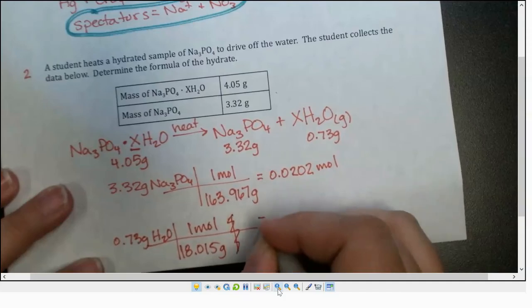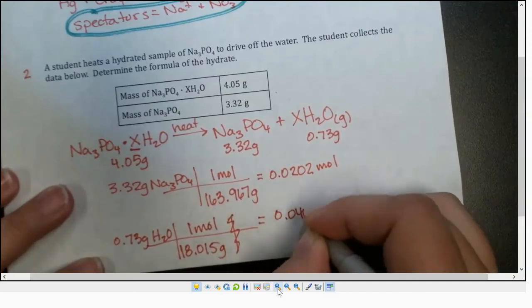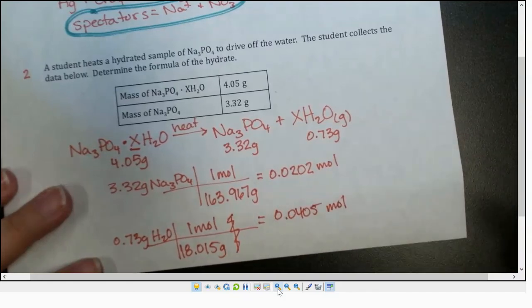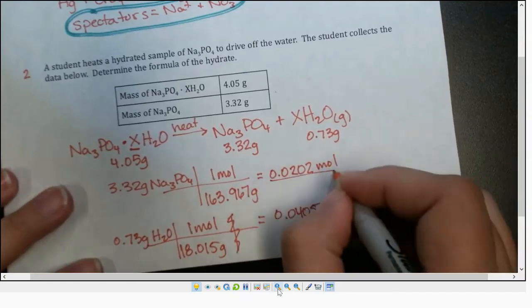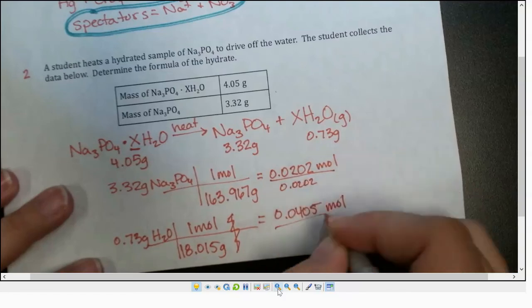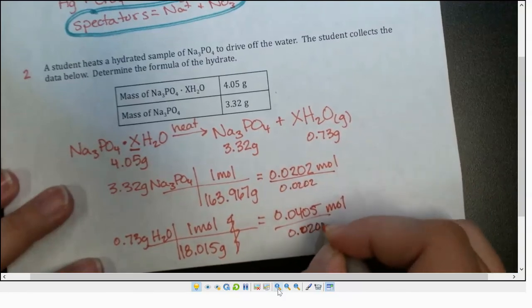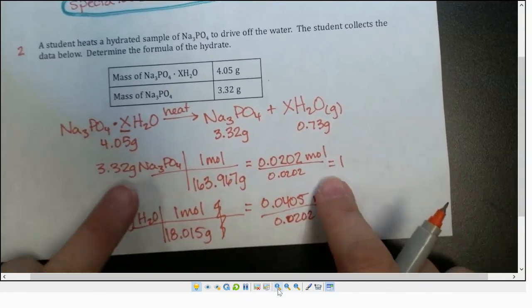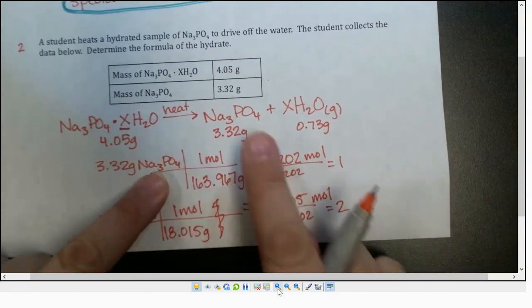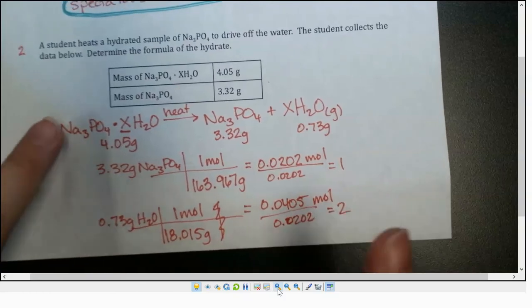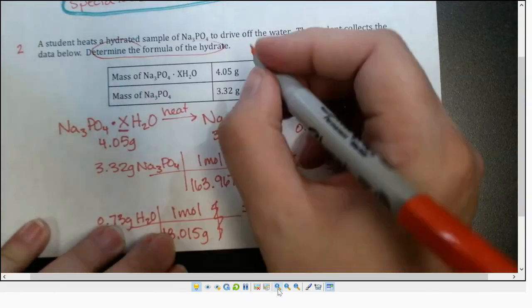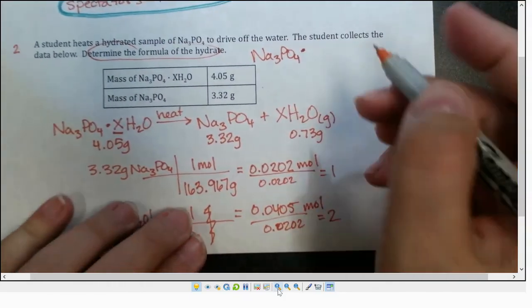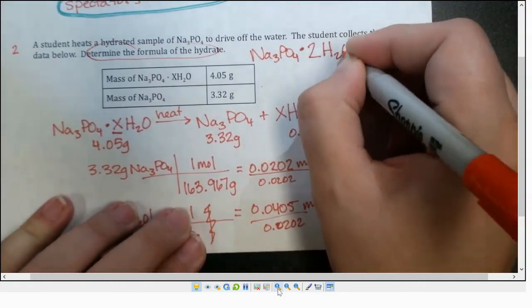Oop, I don't need that. This is 0.0405 moles. Now that both my substances are in moles, I'm going to divide by the smallest. 0.02. This guy is a 1. This guy is a 2, which tells me that for the Na3PO4, the coefficient on it is a 1, and for the water, the coefficient is a 2. So the formula of the hydrate is Na3PO4, big fat dot because it's a hydrate, 2 H2O.